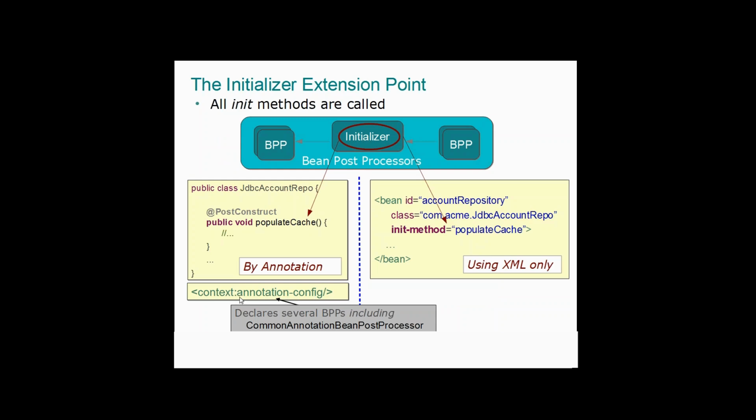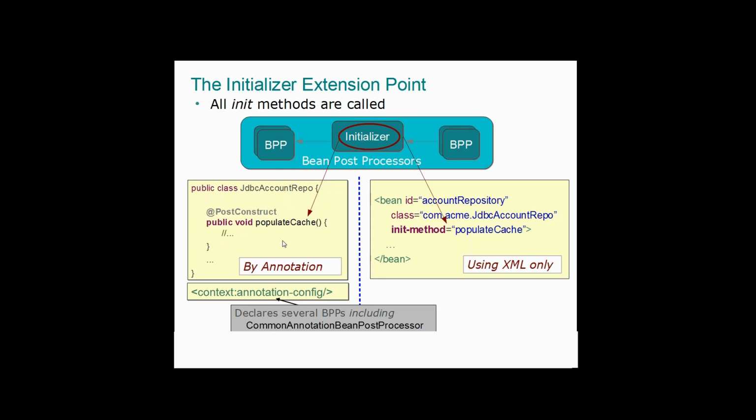So behind the scenes, when you configure the component scan or the annotation config tag, it will declare several bean post processors. Okay, one of the bean post processors which is already included is the common annotation bean post processor, which will go and scan for this annotation. So this is the implementation which will do the scanning. Several bean post processors get set up when you use this annotation config. Okay, this is the one which will do it.